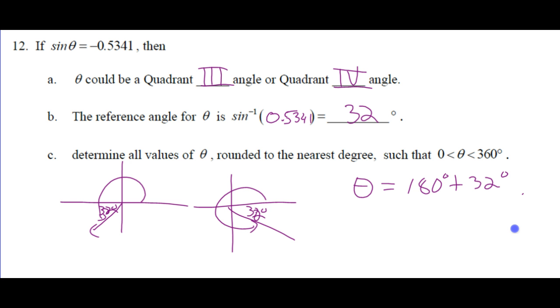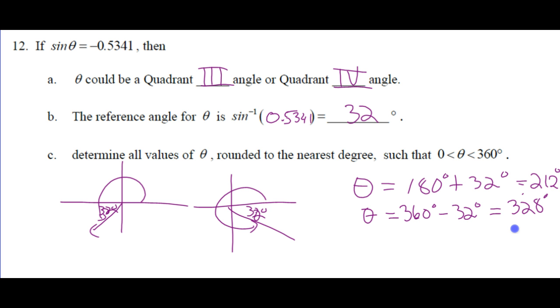180 plus 32 degrees, which is 212. Or it's 360 degrees minus 32 degrees, which is 328. What is that? 328.